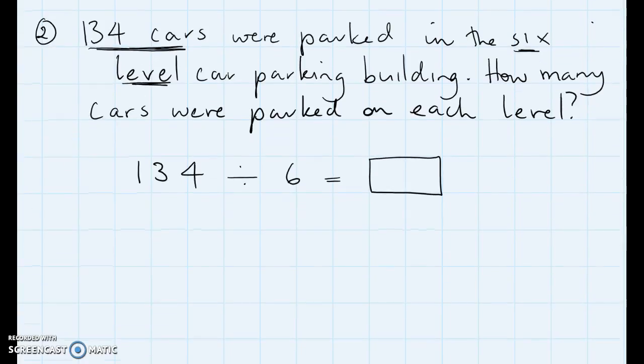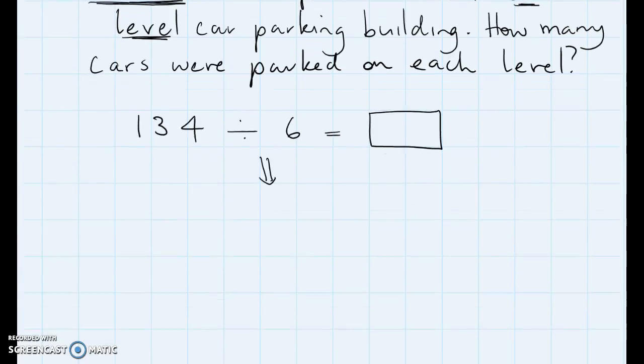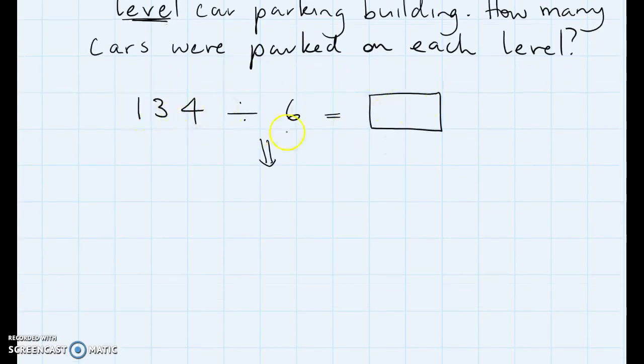Okay. So, because our learning intention is to use algorithm, we need to change that problem into an algorithm problem. Just like before, that would be 134 divided by 6. Just like before, we always start on the left hand side. So how many times can 6 go into 1? 0. It cannot, because 1 is too small. So we need to join this 2 now.